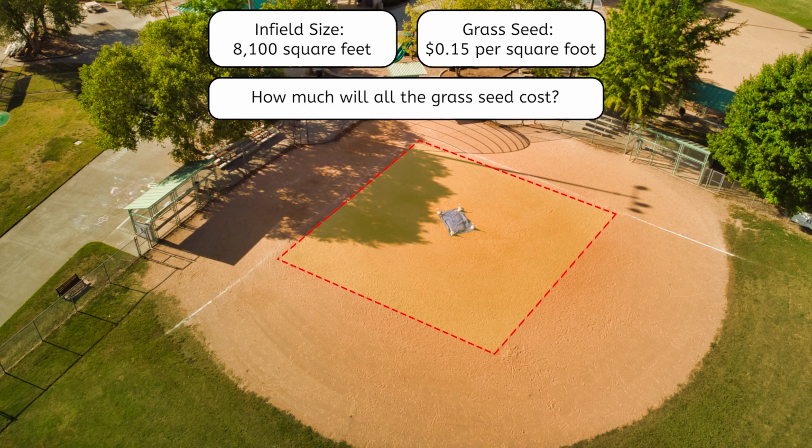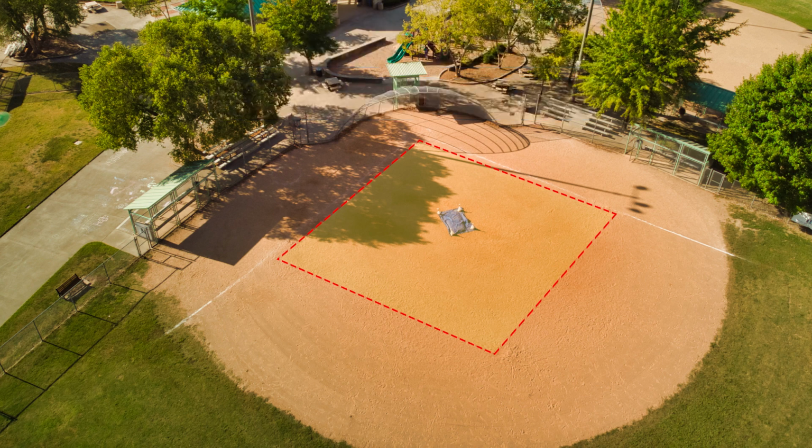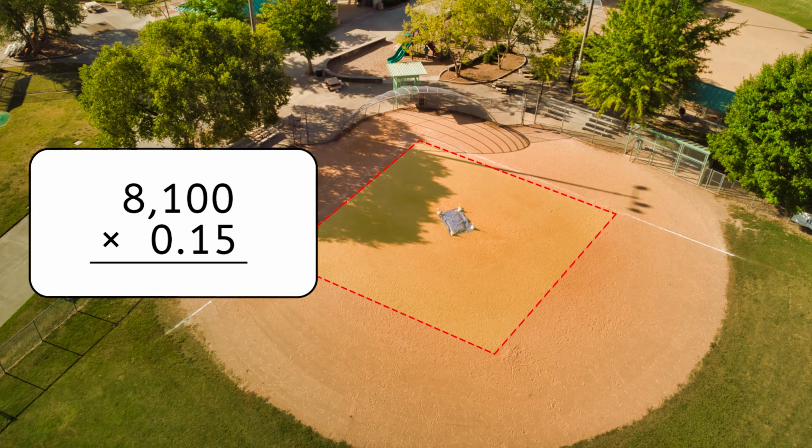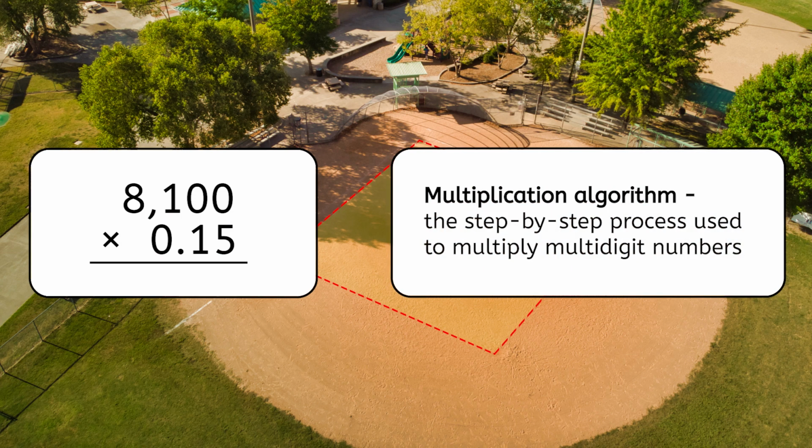The infield is about 8,100 square feet, and grass seed costs 15 cents per square foot. To find the cost, we need to multiply. First, arrange the numbers vertically. Do you notice anything about how these numbers are arranged? They're not arranged by place value. Not to worry, when multiplying numbers with decimals, we can convert the decimals to whole numbers. Then we can solve, using the multiplication algorithm, the step-by-step process used to multiply multi-digit numbers.